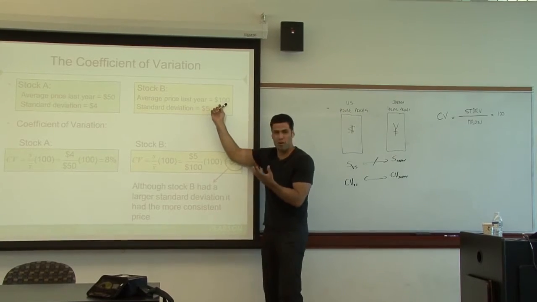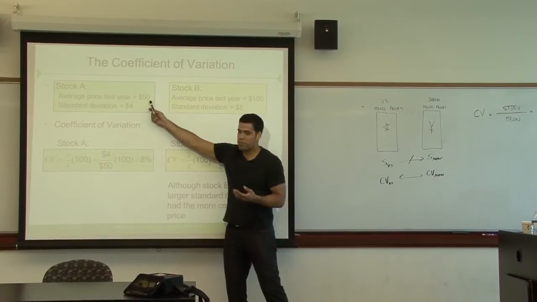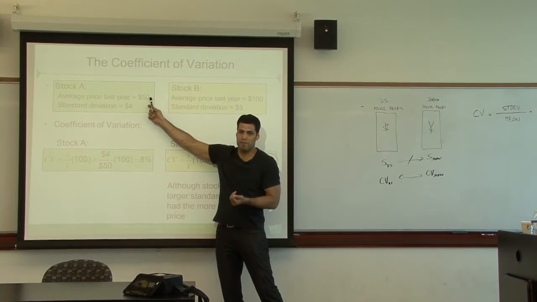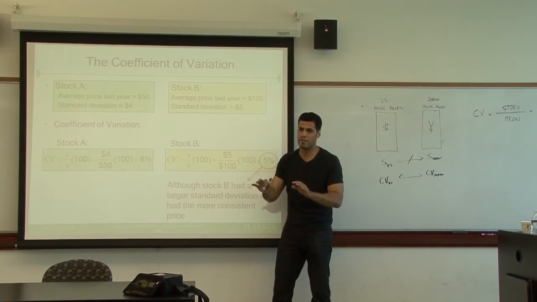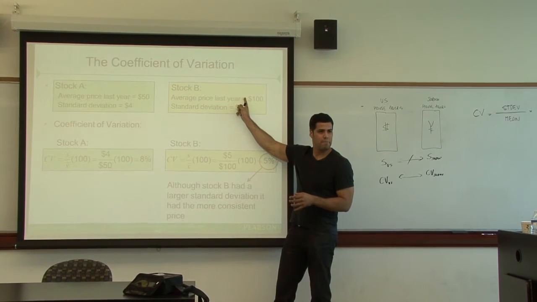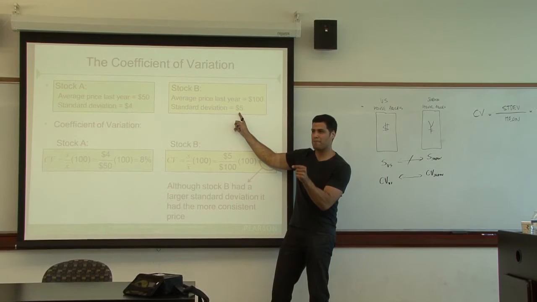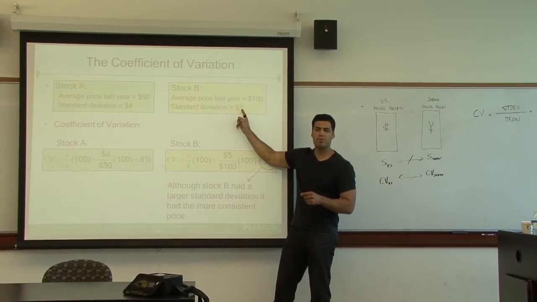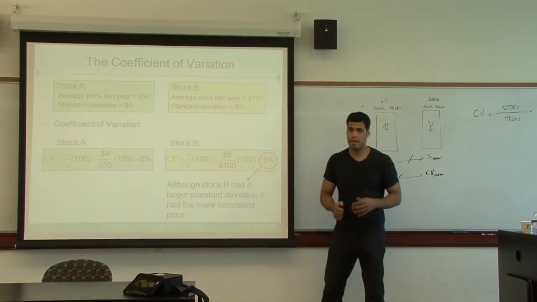So you have this stock that trades at really high prices, the average is 100. You have this stock that trades at low prices, half the size, 50. They both have similar standard deviations, not the same, similar. But which one is more stable? Which one has less variation? Obviously this one. Even though the standard deviation is slightly higher, this is really the more stable stock, because the prices that it trades at are much higher.